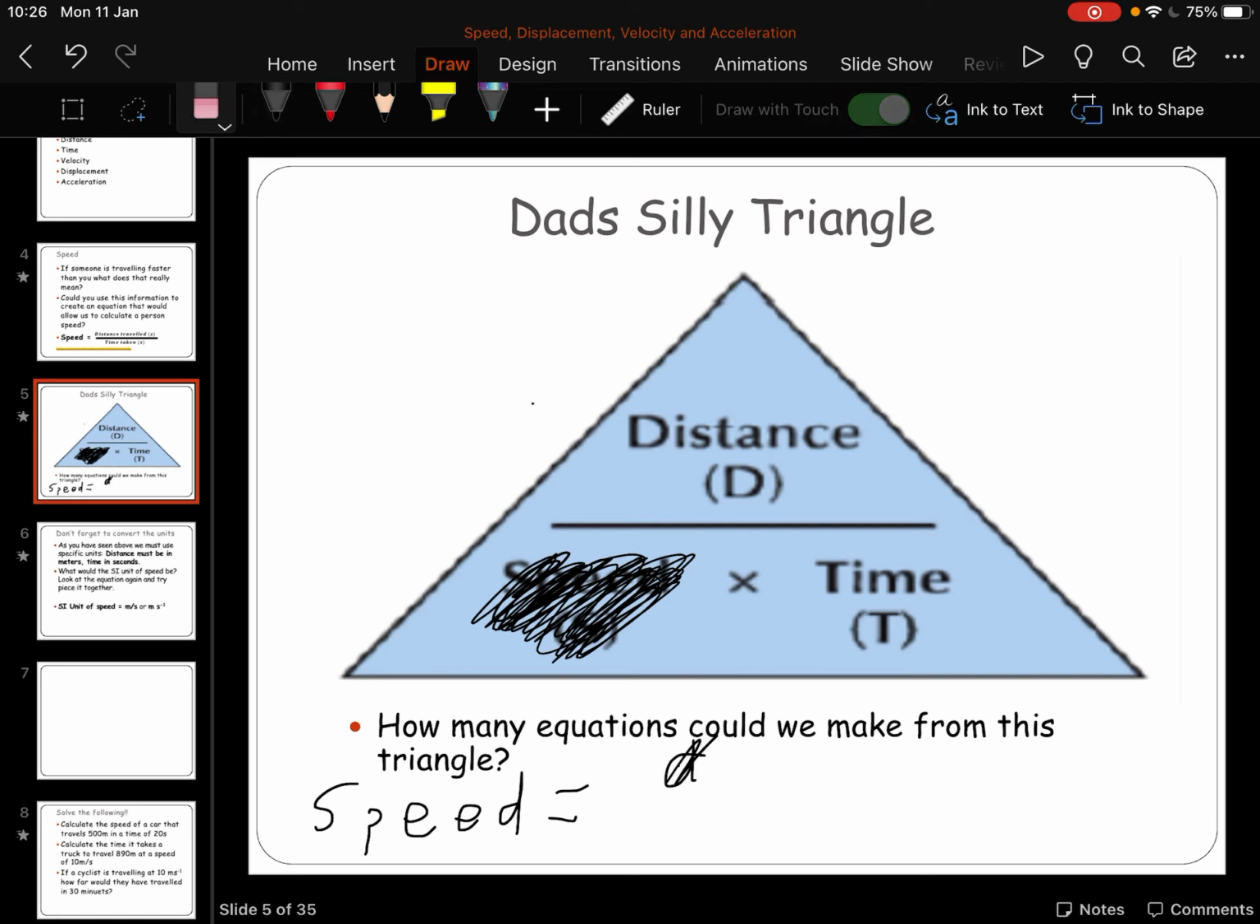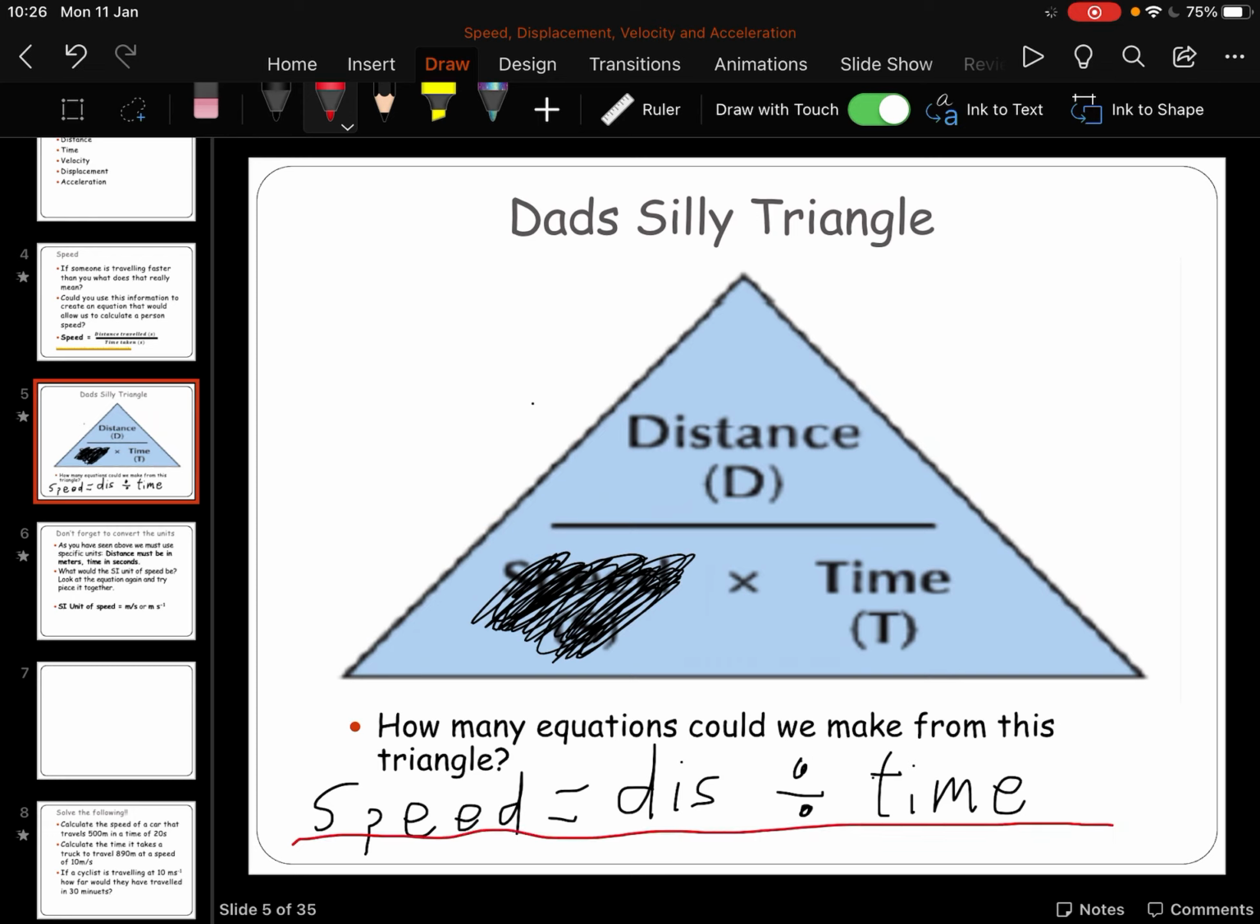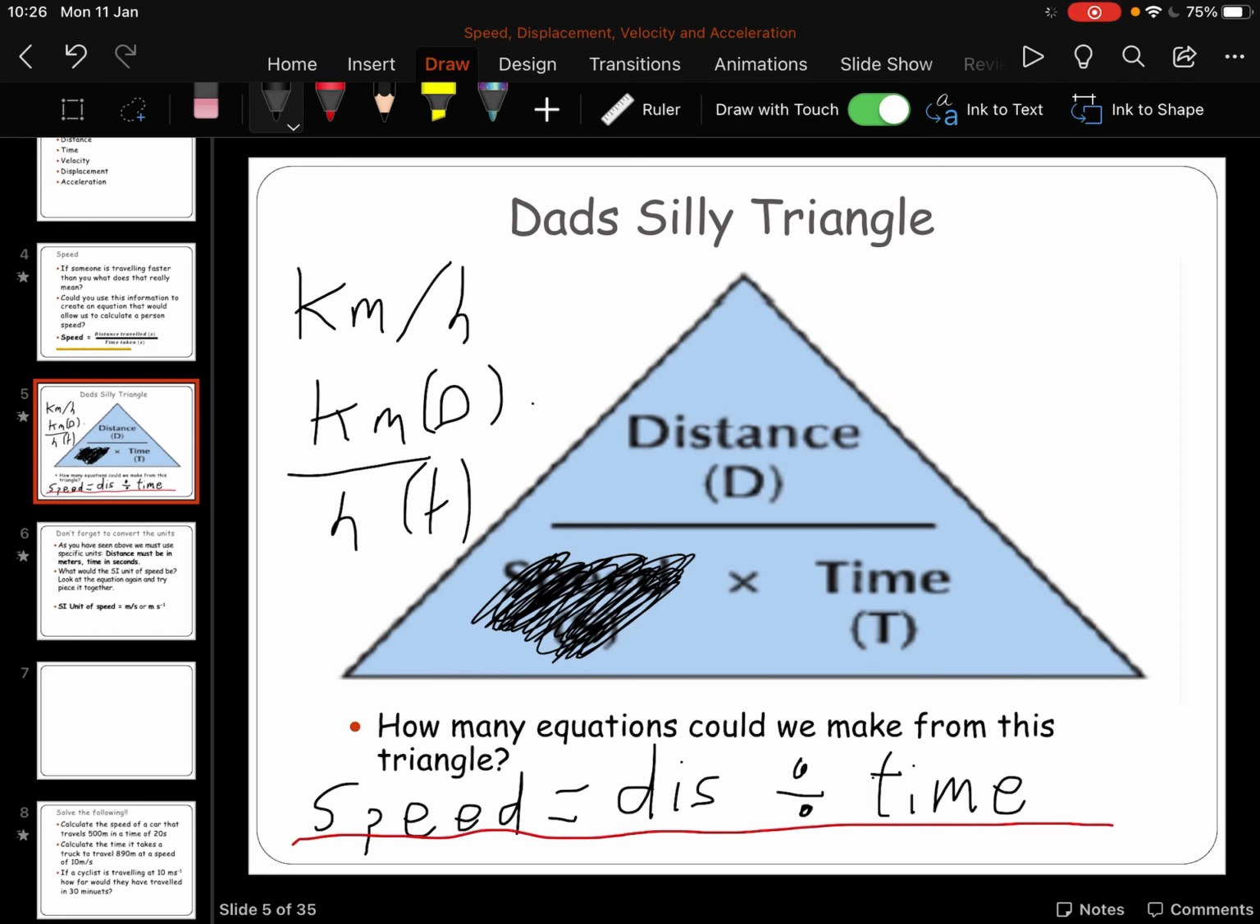I'll write it differently. So, distance divided by time. Okay, so distance over time. So speed is your distance divided by time. That's why in your car, I don't know if you've ever noticed it, it'll be kilometers per hour. What that means is kilometers over hour: distance over time. That's why it's done that way. Kilometers per hour is kilometers, which is distance, over hours, which is time. So that's our speed.